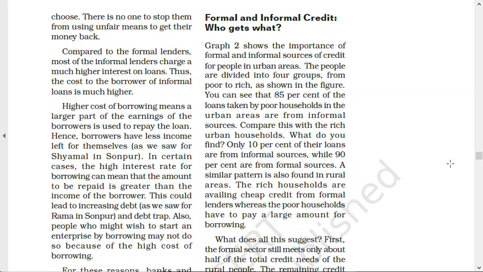Alright, so here in the graph you can say only 10% of their loans are from the informal sources, while 90% are from the formal sources. A similar pattern is also found in the rural areas. Rich households are availing cheap credit from the formal lenders, whereas poor households have to pay a large amount for borrowing, because rich people have more collateral. They can easily approach the bank. Rich people have surplus money also, so they can work with that money, and meanwhile they can apply for a loan also. But this is not the case with the poor people. In case they need money, they have to go to the money lender only.